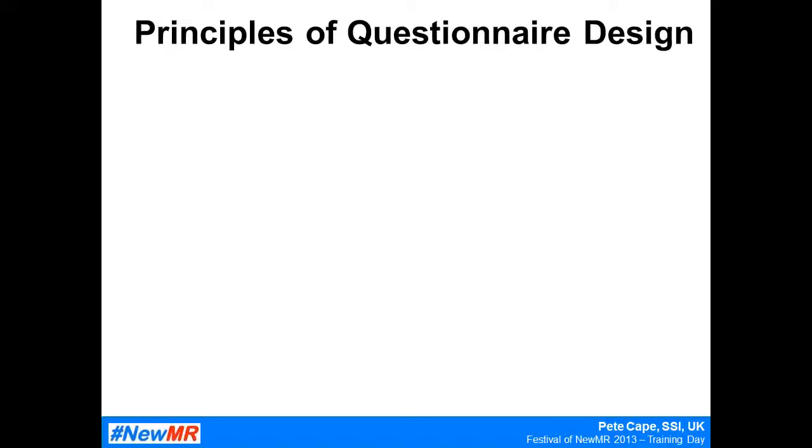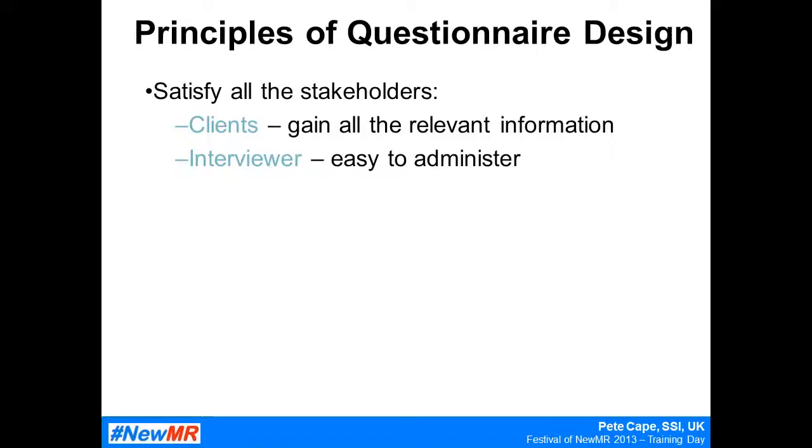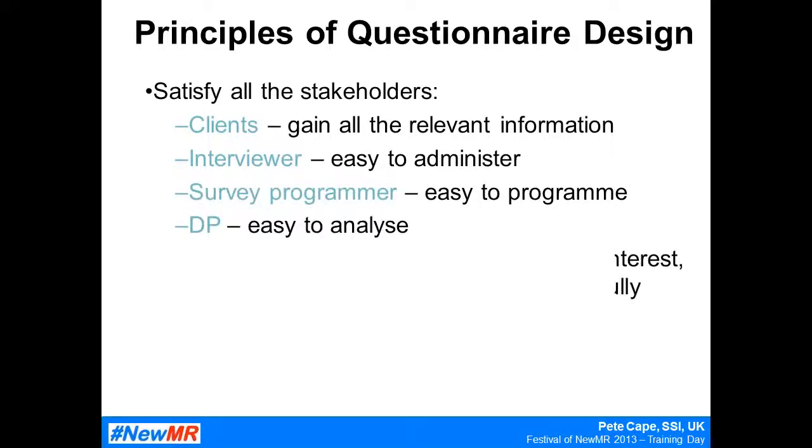So, then building on first principles, we have the principles of questionnaire design. I stole this from Ian Brace's textbook on questionnaire design. This idea of satisfying multiple stakeholders. Of course, we must satisfy the needs of the client, collecting all the relevant information to answer their problem. We also have a responsibility to interviewers if we have them, making it easy for them to administer. Other internal people we might want to satisfy would include our survey programmers, our data processors.